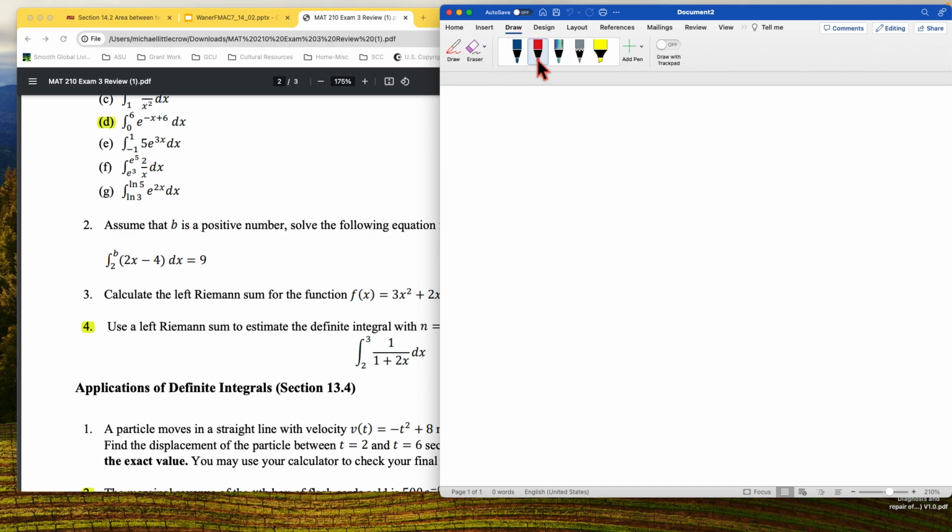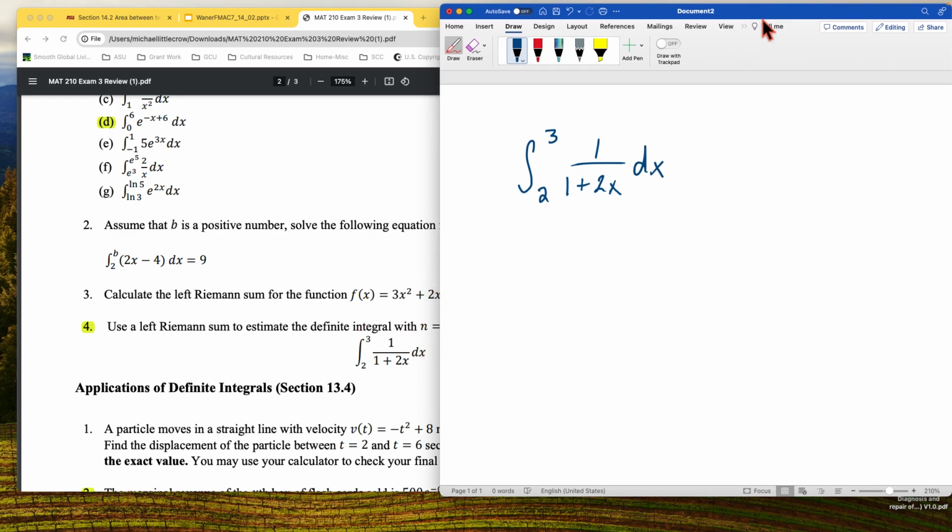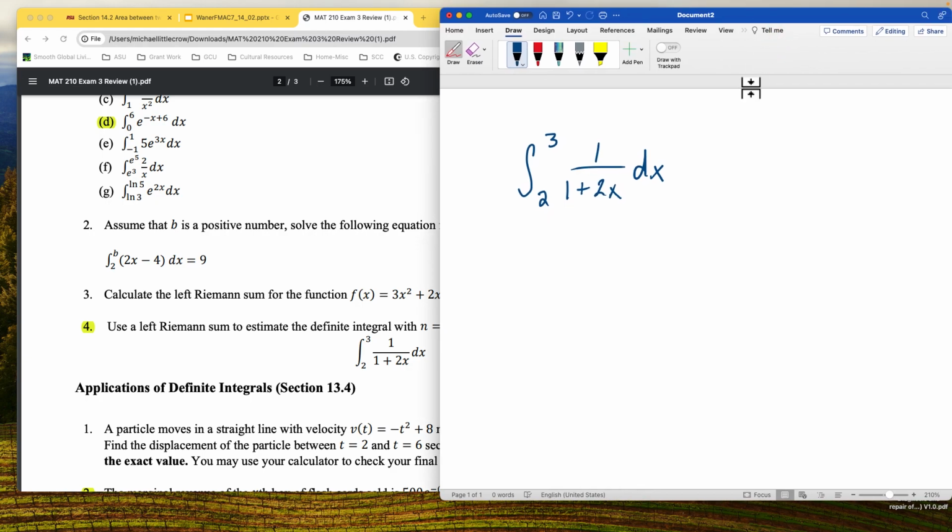So what are we doing? We are doing Riemann sums. We're going from 2 to 3 of 1 over 1 plus 2x dx, in intervals, n equals 4.